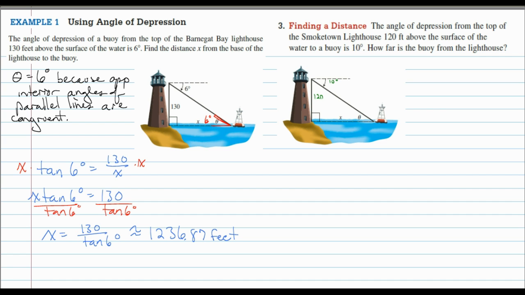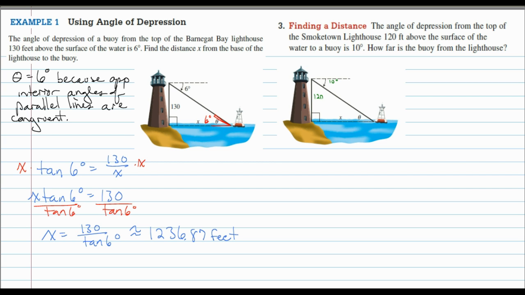Which to me makes sense, because if you have a really tiny angle and this lighthouse is 130 feet tall, it's going to be a very long distance before you actually get that angle of elevation from the buoy to the 130-foot height of the lighthouse.